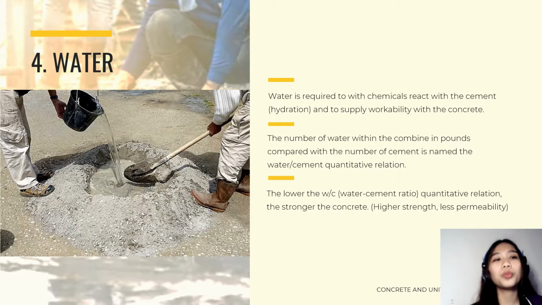So, the amount of water within the mix, in pounds, compared with the amount of cement is named the water-cement quantitative relation. So, may ratio between the water content and yung amount ng cement. So, the lower the W/C or water-cement ratio, the stronger the concrete. So, higher strength and less permeability.